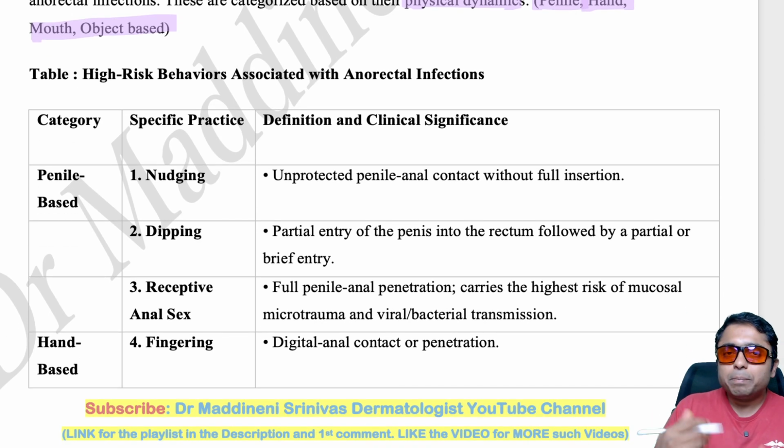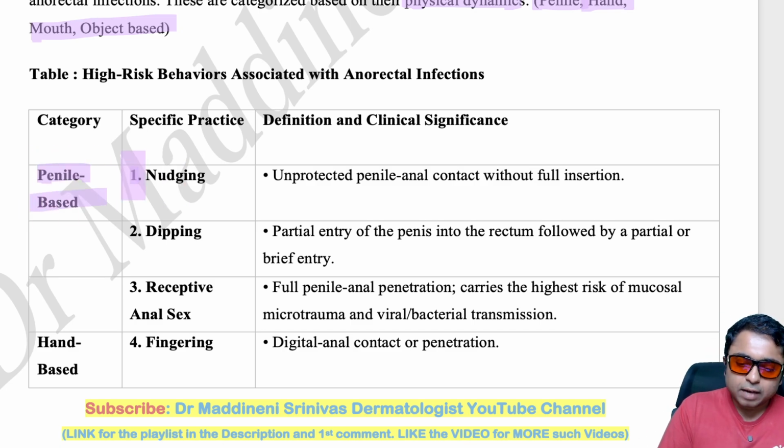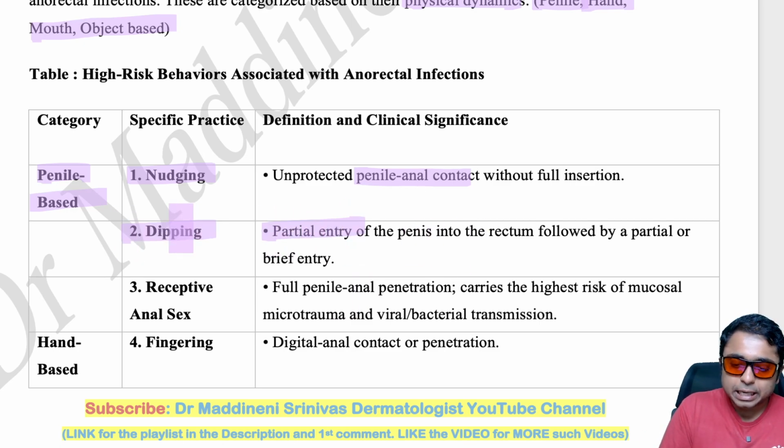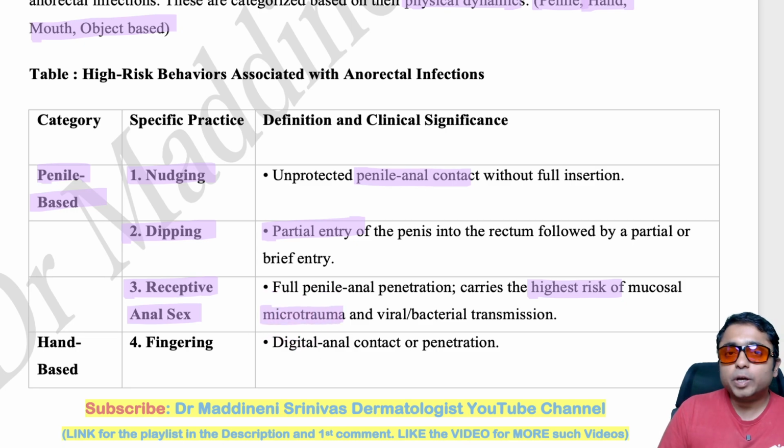Let us look at the penile based. You need to know a few important terms. These could be asked as 2 marks or 3 marks questions individually also. Penile based, we have nudging, in which unprotected penile anal contact without full insertion takes place. If there is partial entry, we call it dipping. And it is receptive anal sex if it is complete entry, and it has the highest risk of mucosal transmission because of the microtraumas which could be produced.